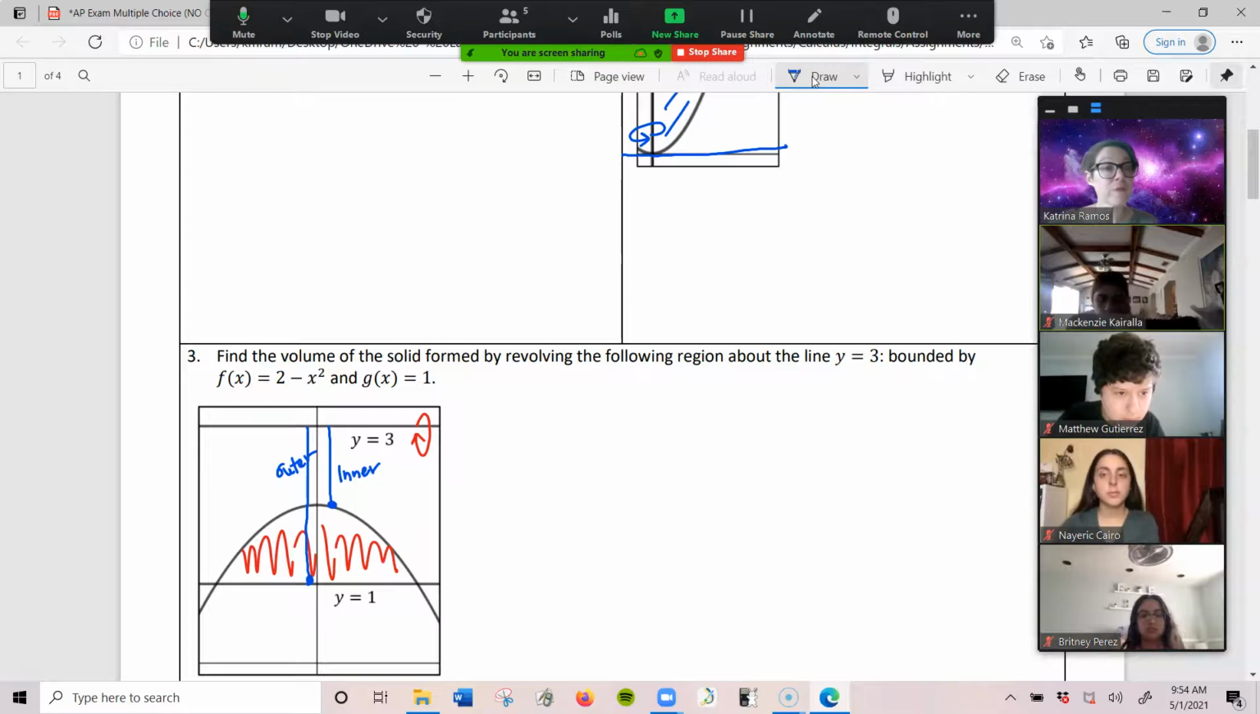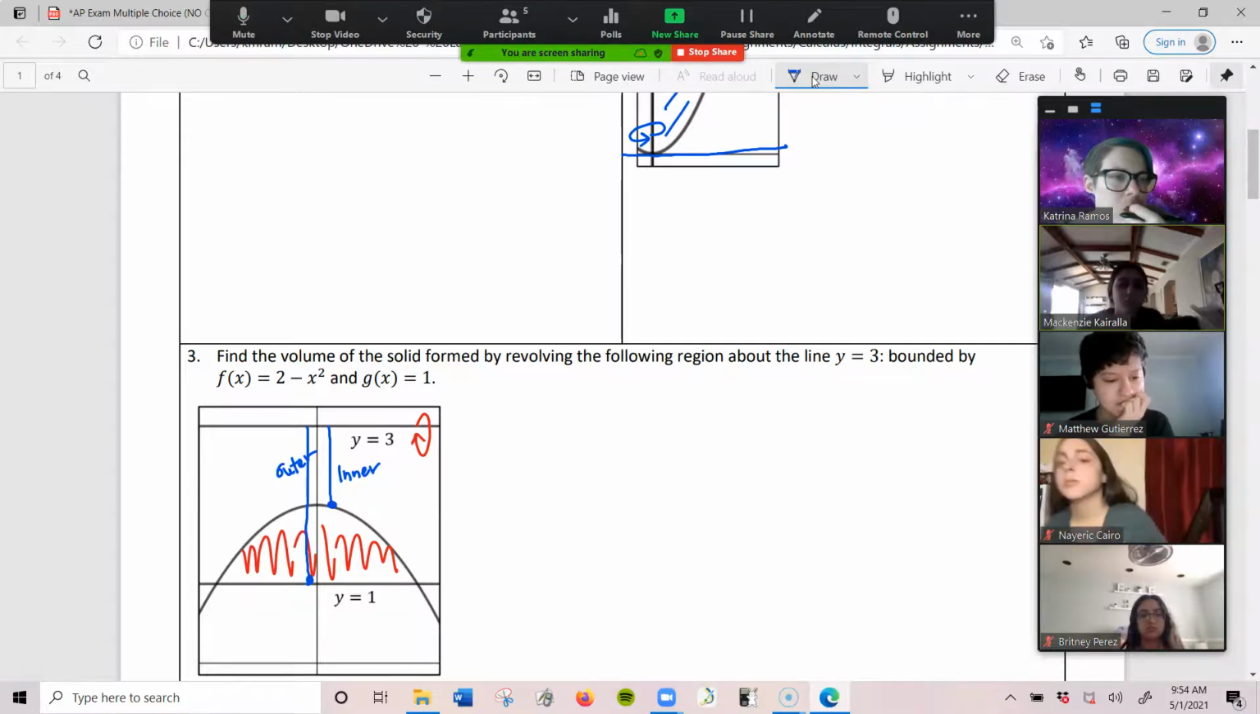So you always start from the axis of rotation and go perpendicular to the axis. You go to your function. You get me? My axis is horizontal, so you see my lines are vertical going to the functions to identify the inner and the outer. The inner is always the smaller distance, the outer is the longer distance. Does that make sense now a little bit?